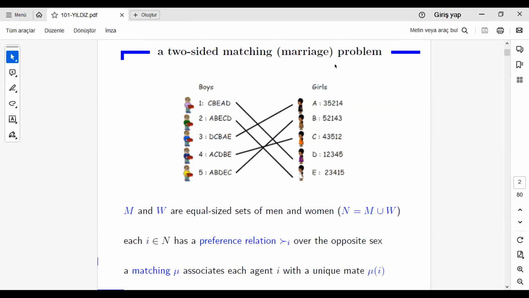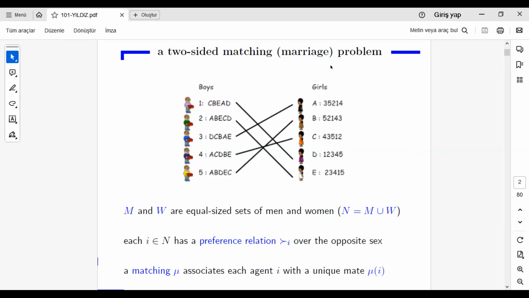It's about a two-sided matching market where we have agents on each side, an equal number with no loss of generality. And the interaction is that each agent on one side is interested in finding a mate on the other side. So a one-to-one map is called a matching.